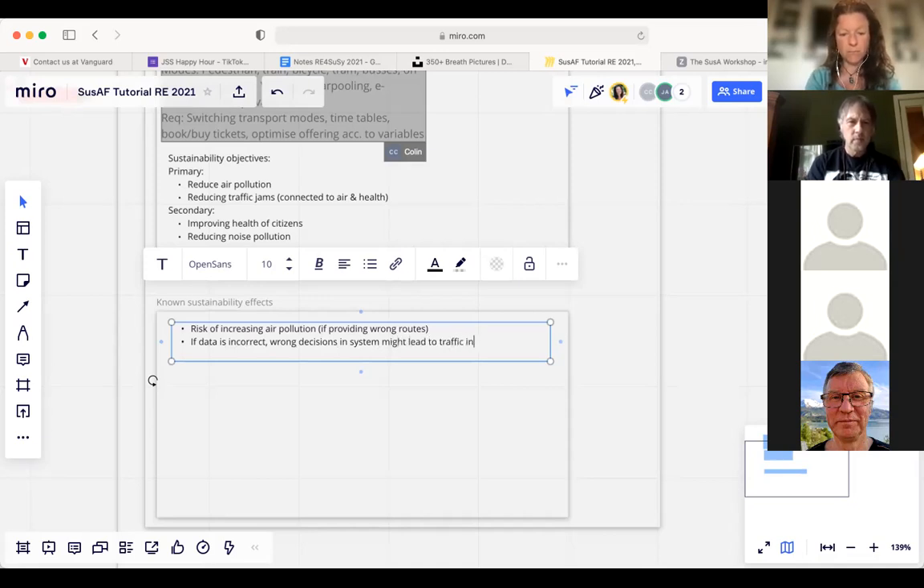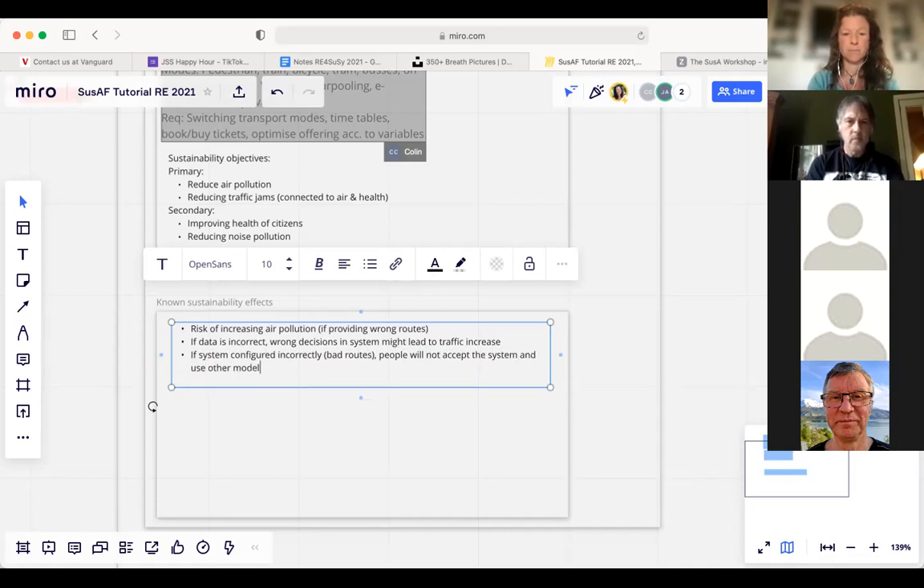There are other issues, which might be that if we configure the system incorrectly and we start offering bad routes to people, for instance, going by foot or by bike, then people will not use the system or will actually try to use other modes, and then they will use something which will pollute more than public transit.